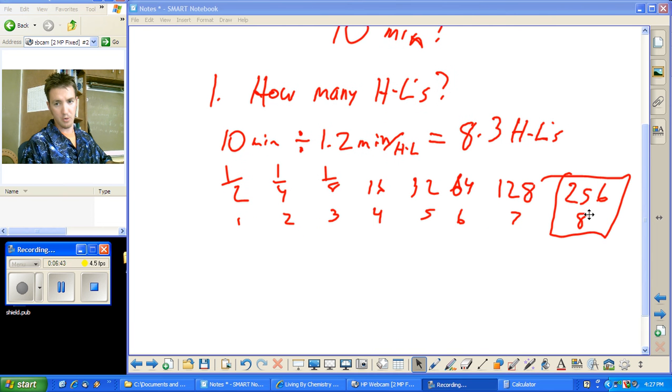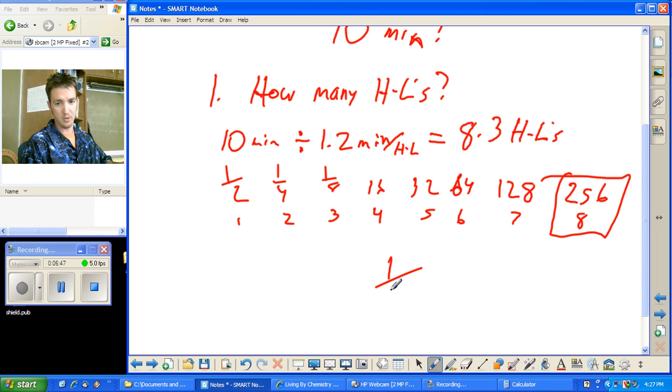So keep going, 8 generations, 8 half-lives, it's 256. It's 1/256th. So that's the fraction you have left.